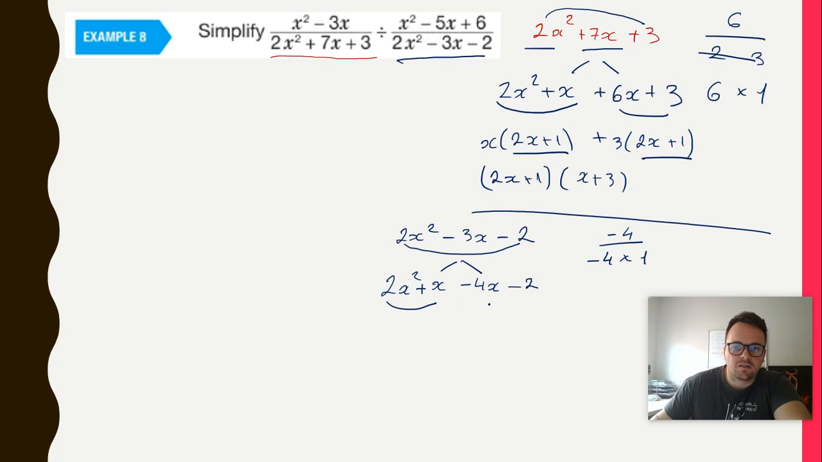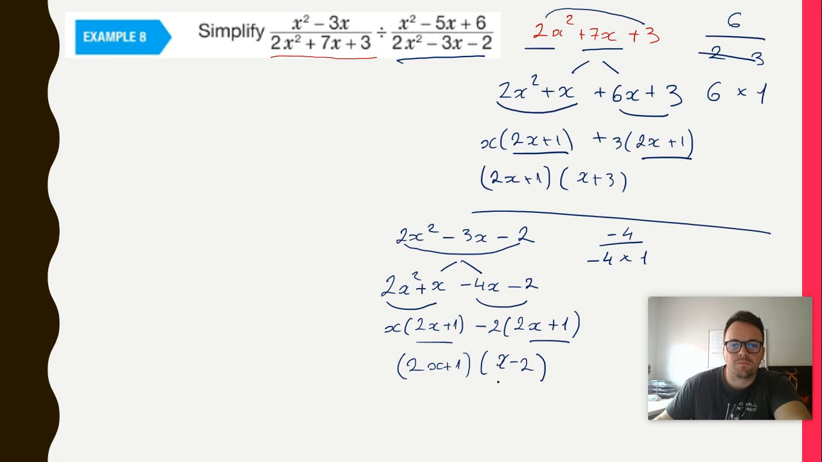So let's see again. Following the same procedure as before, I group these two together and I factorize. The common factor is x, so I end up with 2x plus 1 minus, here the common factor is negative 2. All right, so I end up with 2x plus 1. All right, and again I have 2x plus 1 as a common factor. 2x plus 1 times x minus 2. All right.